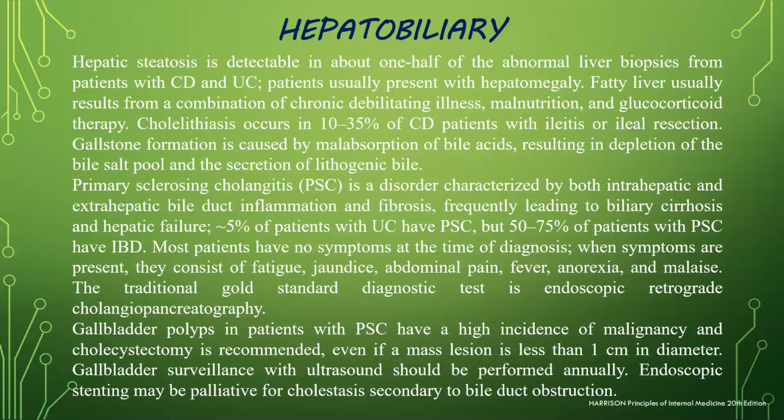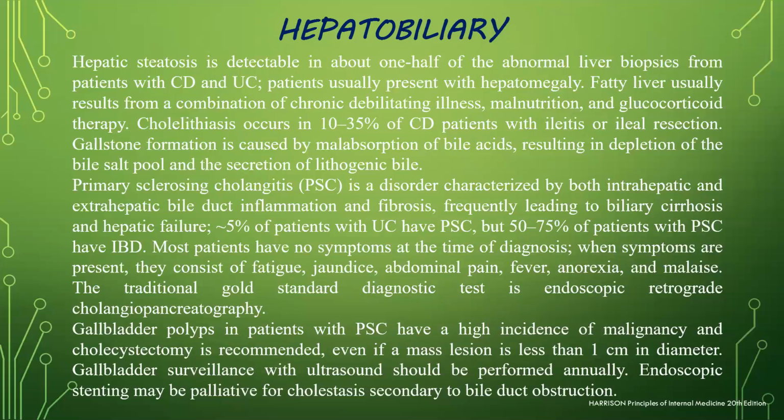Cholelithiasis occurs in 10 to 35% of patients with Crohn's disease with ileitis or ileal resection. Gallstone formation is caused by malabsorption of bile acids, resulting in depletion of the bile salt pool and the secretion of lithogenic bile. Primary sclerosing cholangitis is a disorder characterized by both intrahepatic and extrahepatic bile duct inflammation and fibrosis, frequently leading to biliary cirrhosis and hepatic failure.